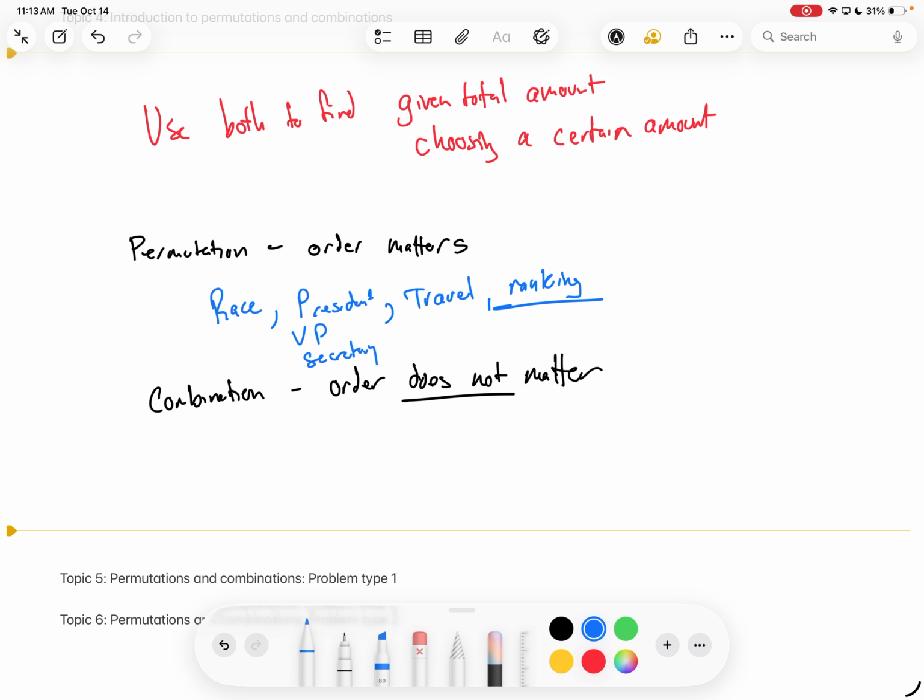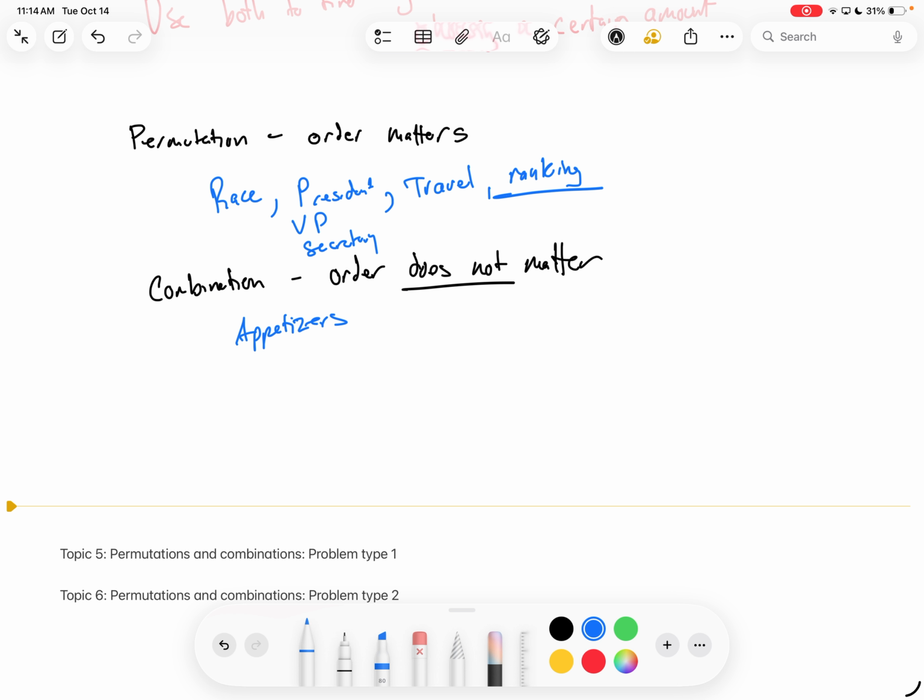Combination, the order does not matter. So like if I had a menu of 12 appetizers and I got to choose 3 of them, the order doesn't matter that they come on my plate. This is hard to think of an example because the order doesn't matter most of the time. Okay. I'll come back to one. Maybe I'll write some more in just a second.